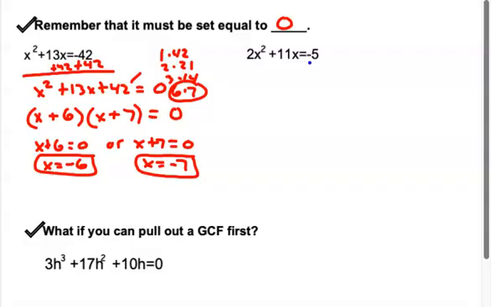The one on the right, I can't have this plus or this negative 5 on the right-hand side. I need one side to be equal to 0, so I add 5 to both sides.